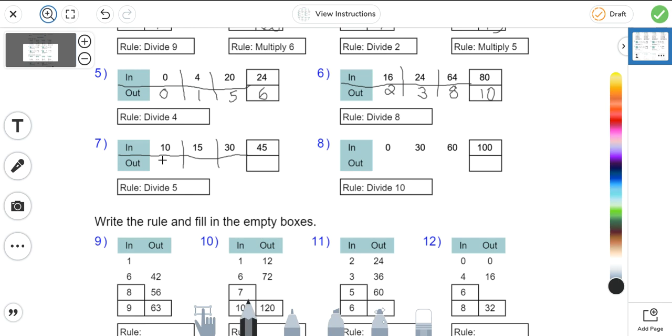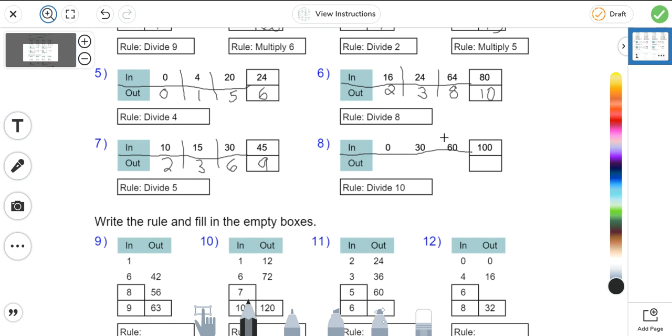All right, for number 7, we're going to divide by 5. 10 divided by 5 is 2. 15 divided by 5 is 3. 30 divided by 5 is 6. And 45 divided by 5 is 9.